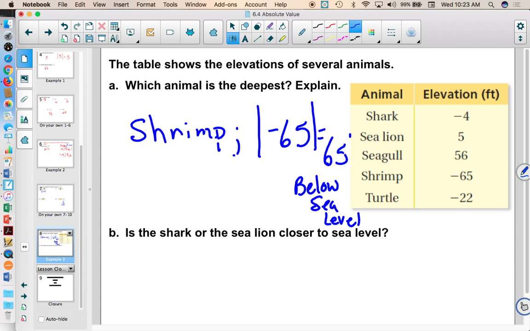How deep is the turtle? I'm not asking you direction. I'm telling you it is depth. So how deep is the turtle? 22 feet deep. Good.